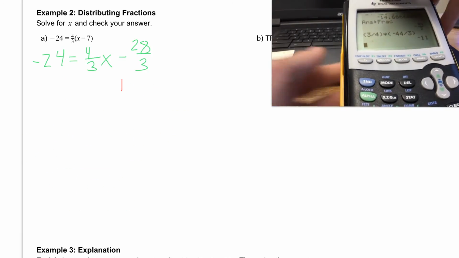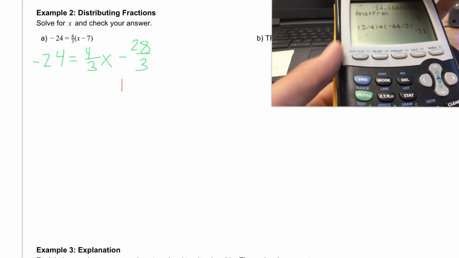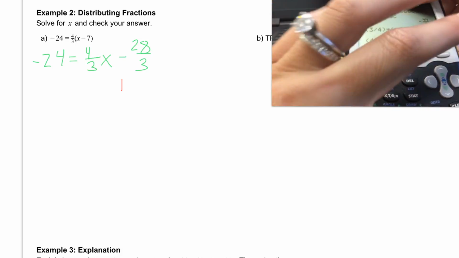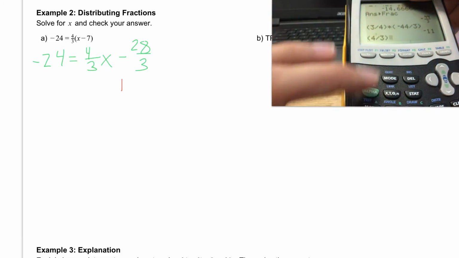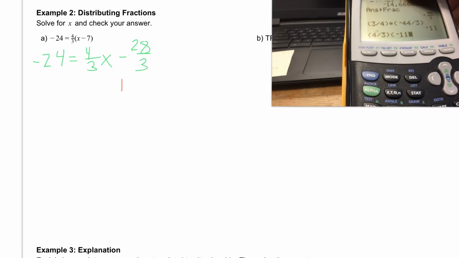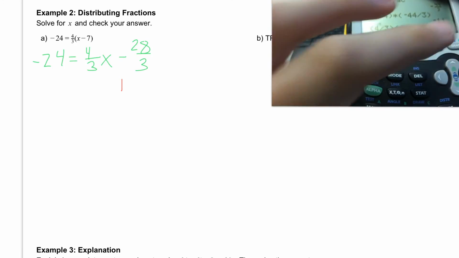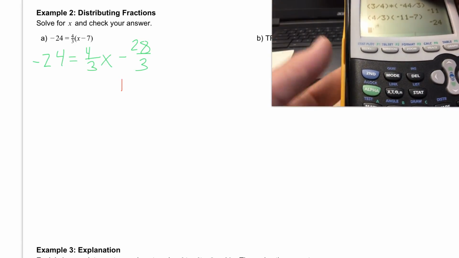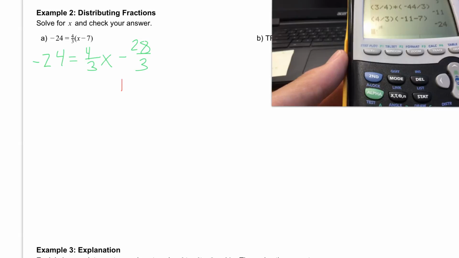And then you can go through the check process just like we did before. This time we're going to use the right-hand side. So in parentheses, we have 4/3 times, we're going to replace our x with negative 11, minus 7, and close that parenthesis. When we hit enter, you see that you get negative 24, which is what we wanted.